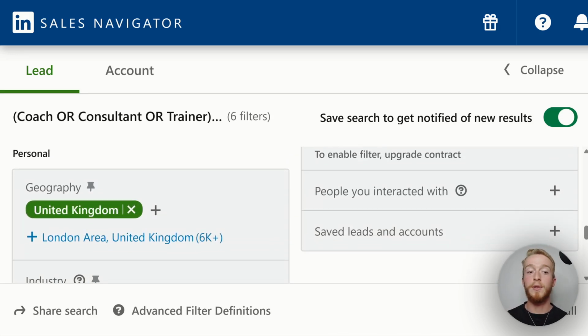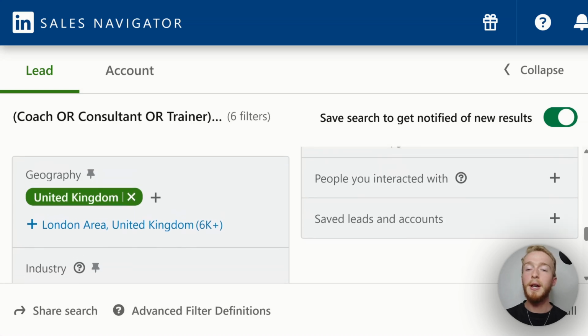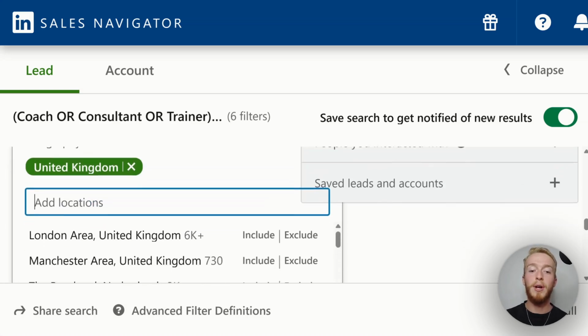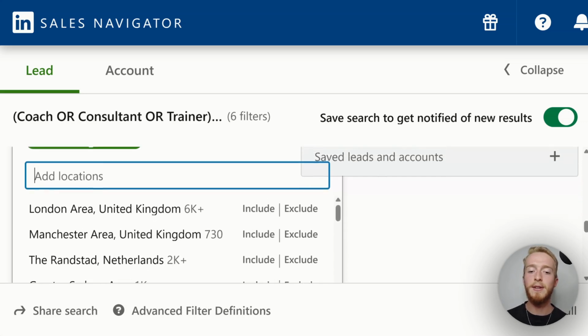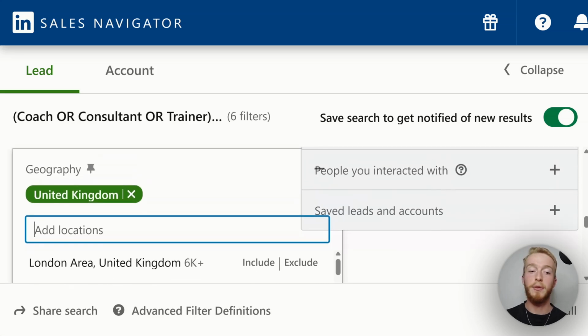Then it goes into personal. So geography is really important, right? Obviously, be able to make a very specific idea in terms of where your ideal clients are. So, for example, for me, mine is just simply the UK. Sometimes I do the US. What you can do as well, if you're not too picky, but perhaps you don't want third world countries, you can always type in whatever area it is, and then you can obviously exclude it as well, right?